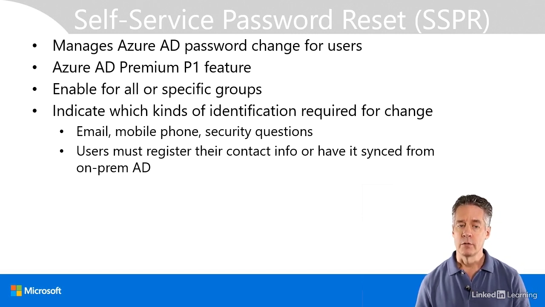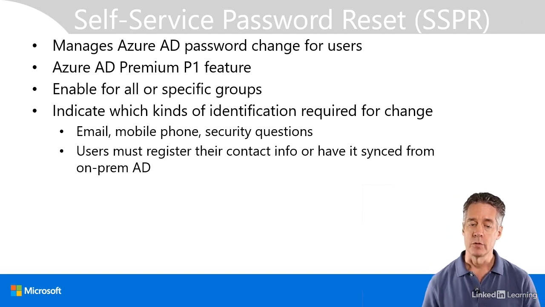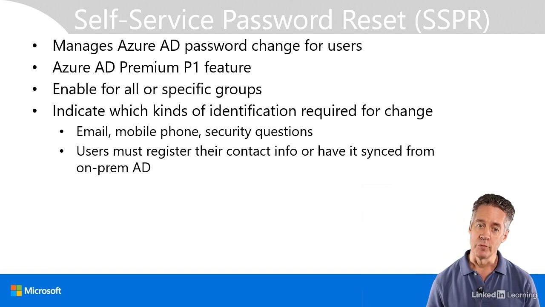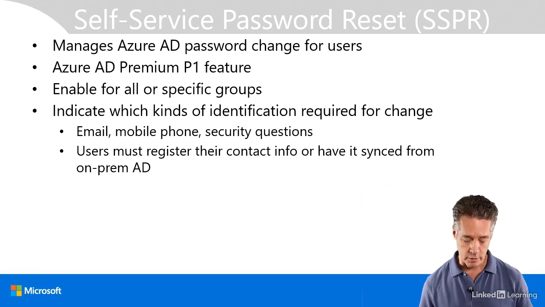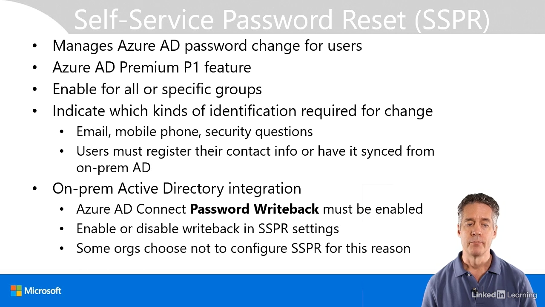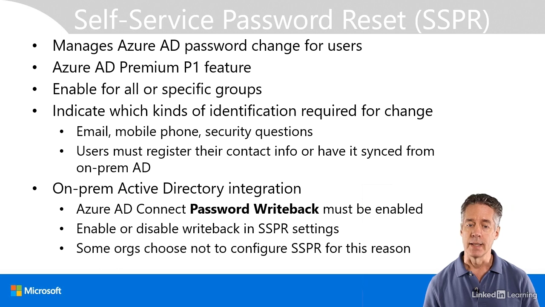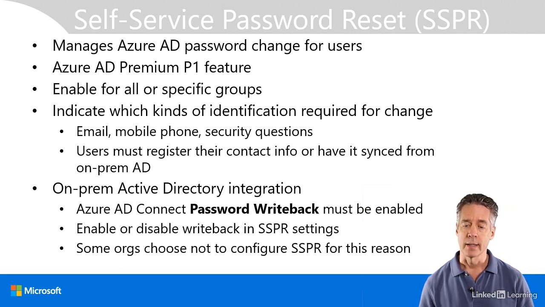Once you turn this on for users, they'll have to register some contact info so that Azure AD has their mobile phone, or has the answers to their security questions, depending on how you set it up. If you do integrate with on-prem Active Directory, there's an important change that needs to be made in Azure AD Connect, and that's what's known as password write-back.